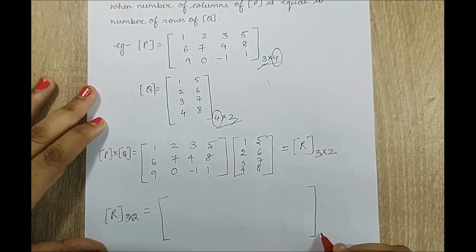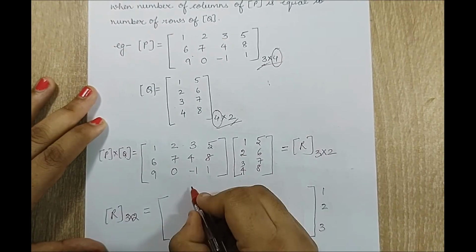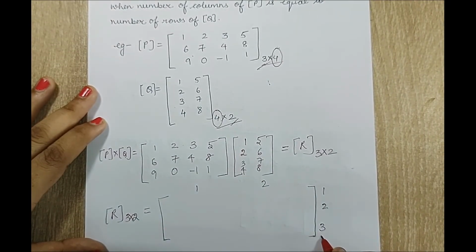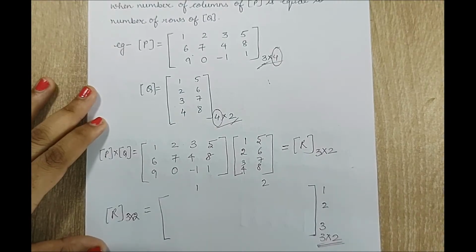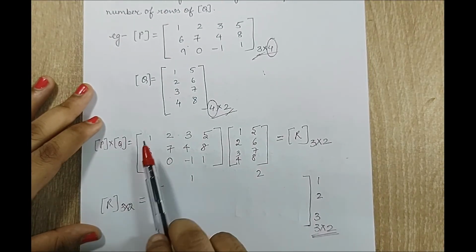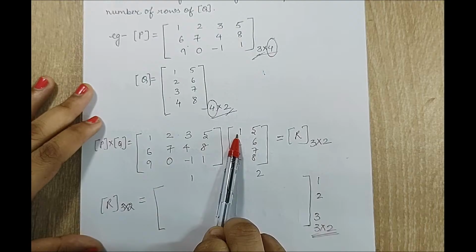I'll have 3 rows, so 1, 2, 3. I have 2 columns, 1 and 2. My order is 3 by 2. This is something that I write here. Now how do I multiply? I'll multiply 1 into 1.